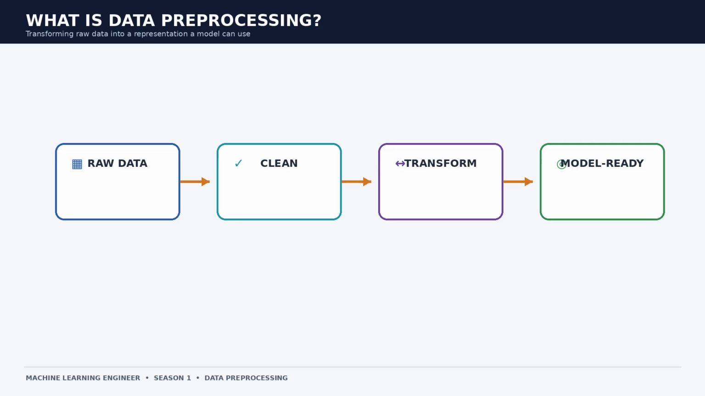Data pre-processing is the process of transforming raw data into a clean and useful representation that can be consumed by a machine learning model. It can involve cleaning the data, handling missing values, encoding categorical variables, scaling numerical features, transforming variables, and creating a reproducible pre-processing pipeline.